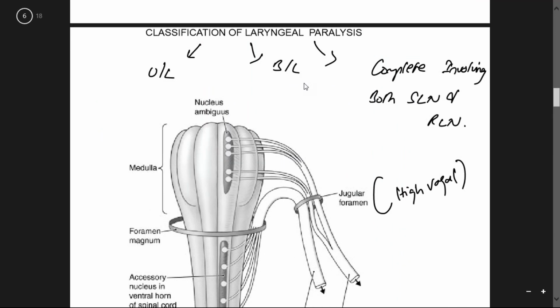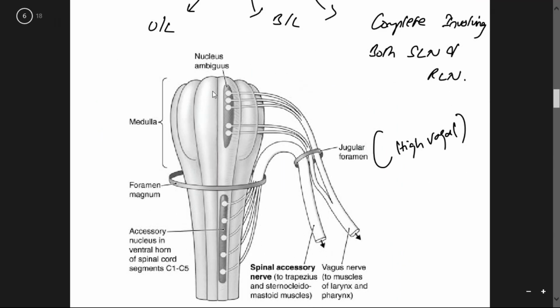Now the classification of laryngeal paralysis. The vagus arises from the medulla oblongata in the nucleus ambiguus. Okay, so this is the nucleus ambiguus in the medulla oblongata. This is where the vagus arises. You can see this is the jugular foramen, and there are three nerves here. You can see the spinal accessory nerve, which is nothing but the 11th cranial nerve, right? So remember that whenever there is involvement of the jugular foramen, the spinal accessory nerve is also involved.